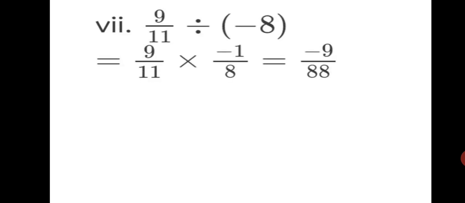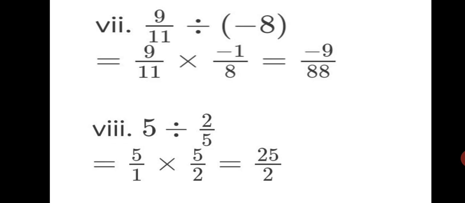So seventh sum, 9 upon 11 divided by minus 8. 9 upon 11 into minus 1 upon 8. We cannot reduce anything here. So we directly multiply numerator into numerator, denominator into denominator. 9 into minus 1 is minus 9. 11 into 8 is 88. Minus 9 upon 88 is your final answer.